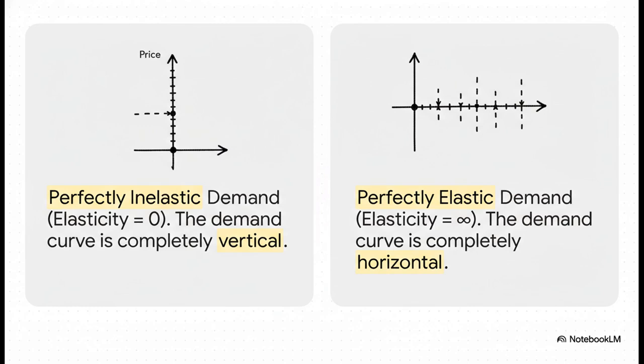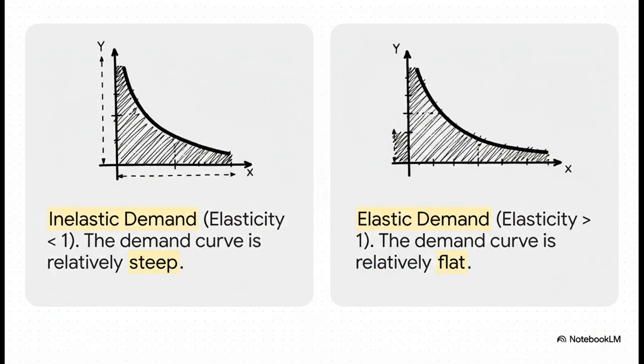Now let's look at the extremes. On the left, you have a perfectly vertical demand curve. This is perfectly inelastic. The quantity demanded is the same no matter what the price is. The classic example is a life-saving medicine. On the right, you have a perfectly horizontal curve. This is perfectly elastic. It means consumers will only buy at one specific price. If a seller tries to charge even a tiny bit more, their sales drop to 0 because everyone will just buy from someone else at the market price. Imagine a single farmer selling wheat in a massive global market. But most of the time, we're dealing with something in between.